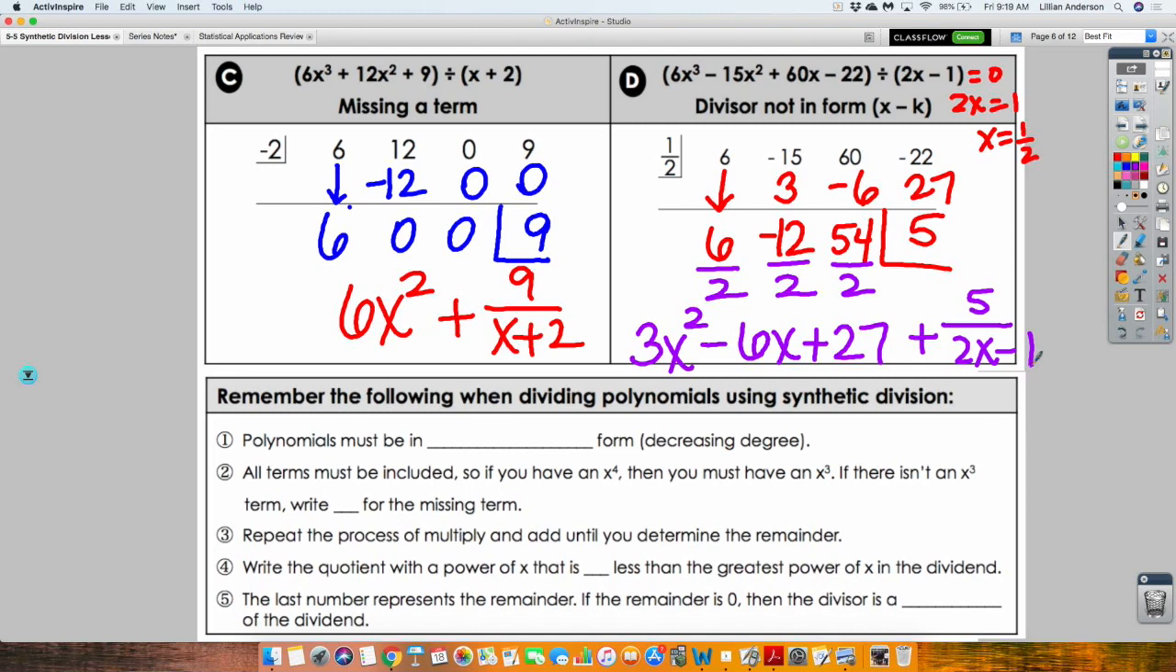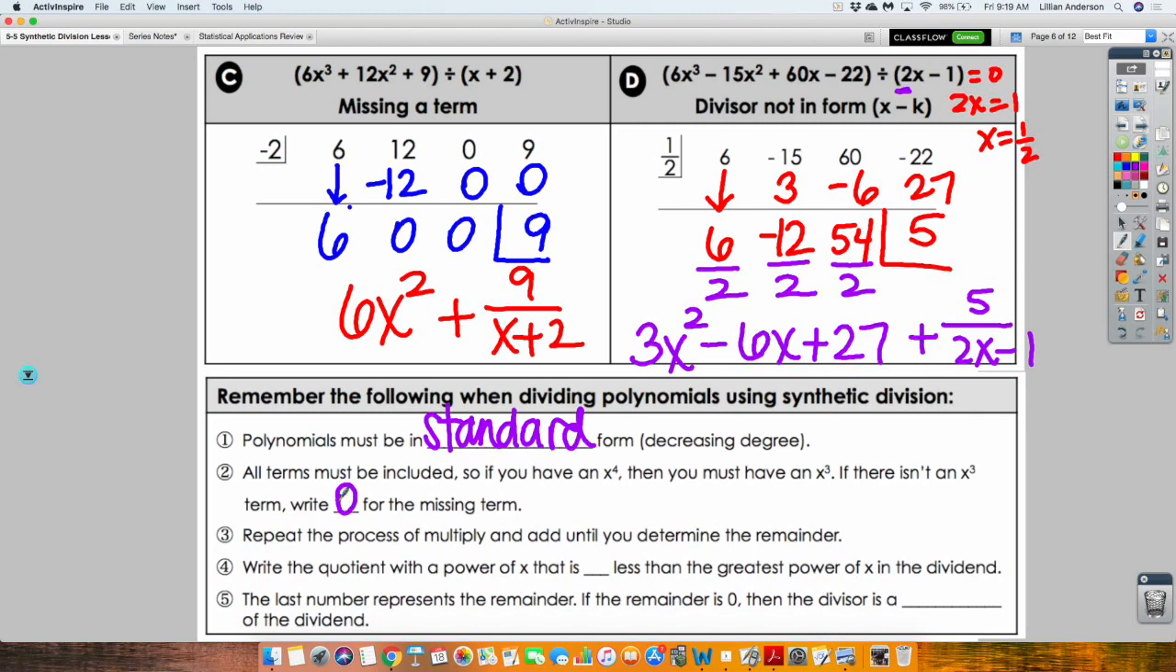All right. So just a few things before we wrap up. Remember, there's a few things when you're dividing polynomials using synthetic division, just like before. You want to make sure that your polynomials are in standard form. Just like before, all your terms must be included. So if you have an x to the fourth, then you must have an x to the third. So if there isn't an x to the third term, then you want to make sure that you write a 0 for any missing term, just like before.